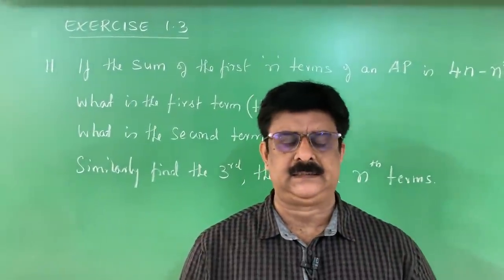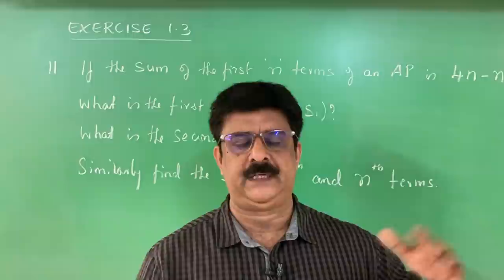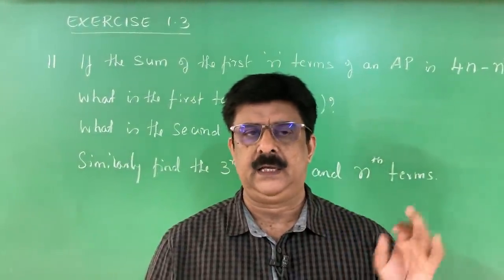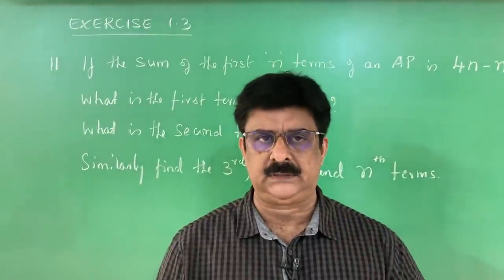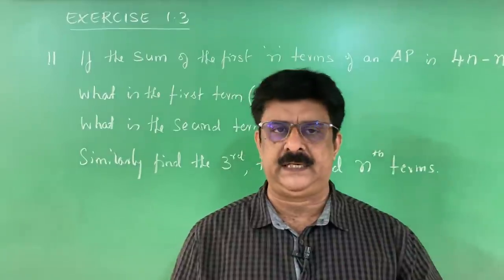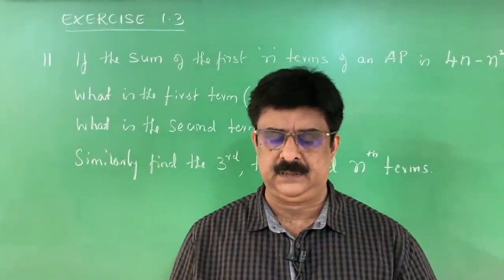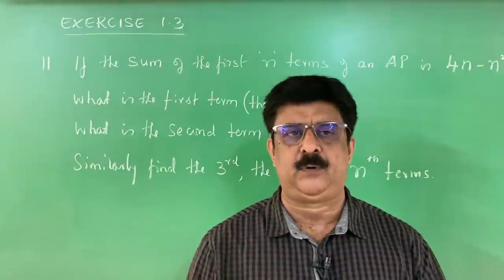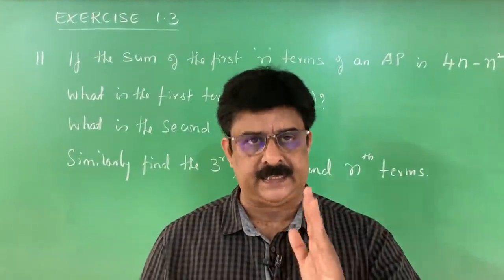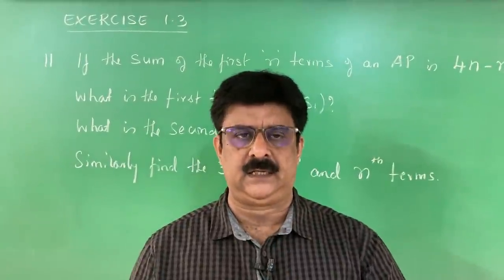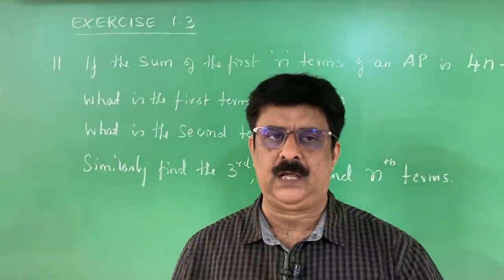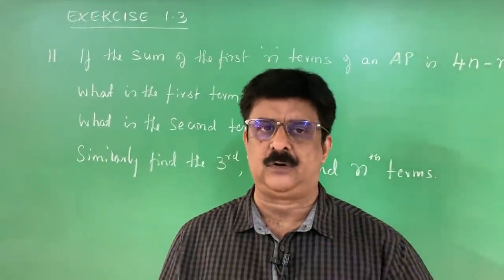Before starting the class, I wanted to recollect the information I told in the previous classes. First one is the definition of AP. AP is nothing but a list of numbers in which each term is obtained by adding a fixed number to its preceding term, except for the first term. The general form of an arithmetic progression: a is the first term, a plus d is the second term, a plus 2d is the third term, a plus 3d is the fourth term, like that. That is called the general form. a is called the first term, d is called the common difference.